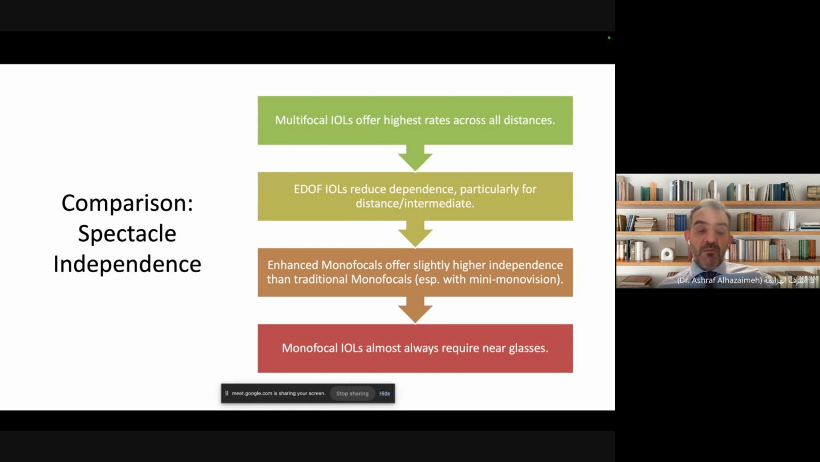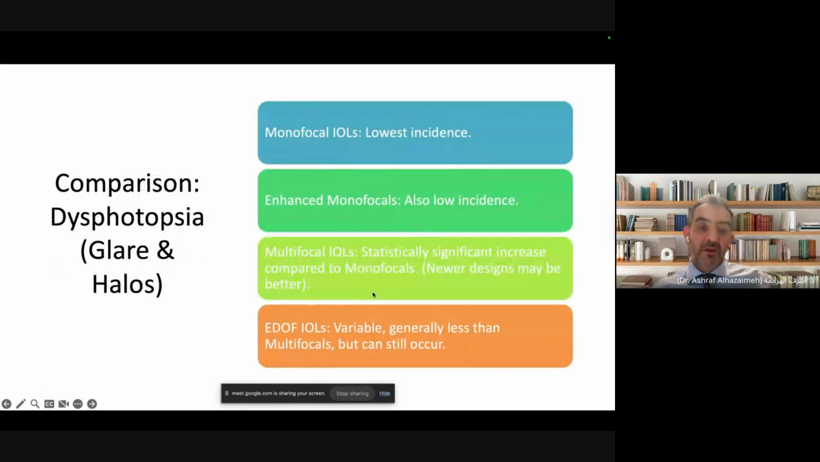So if we evaluate these lenses from the perspective of spectacle independence, which means that if we implant a lens which will give the patient freedom from glasses, of course, as you might have thought, the multifocal gives the highest glasses independence across all the lenses, while the monofocal is the least.